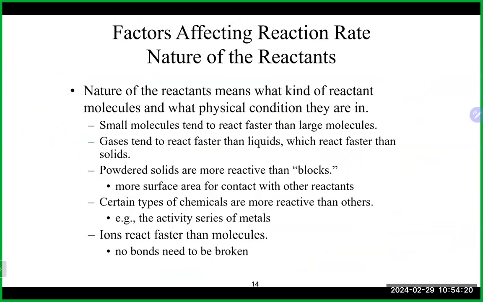So let's talk a little bit here about some factors that affect the rate of the reaction. The nature of the reactants, that means what kind of reactant molecules and what physical conditions there are. Small molecules tend to react faster than larger molecules. Gases definitely tend to react faster than liquids because gases have a lot of energy. They're flying around, going to come in contact with each other a lot faster. Liquids also have a little bit more energy than, say, solids. So they're floating around in the solution, a lot of the ions, for example. Solids are just hanging out, hoping somebody does something to help them out.